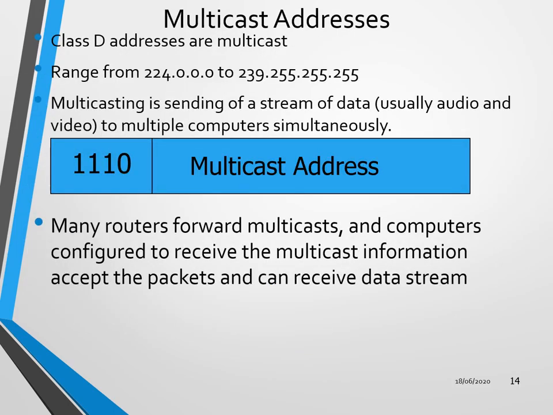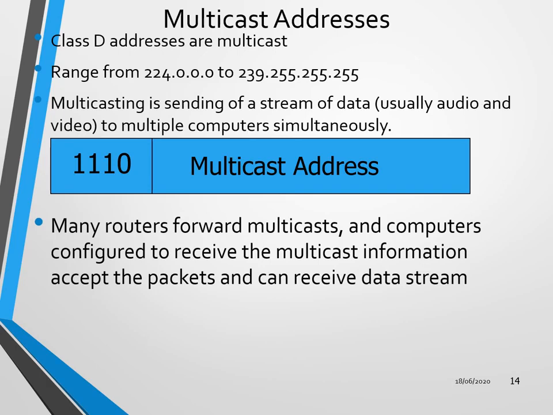Students, what is meant by a multicast address? Class D addresses are multicast, which range from 224.0.0.0 to 239.255.255.255. Multicasting is sending a stream of data.